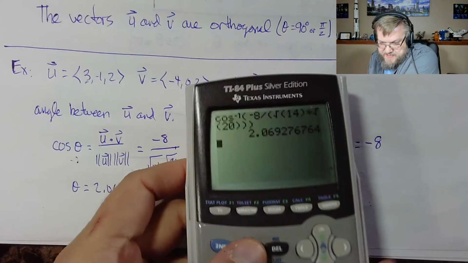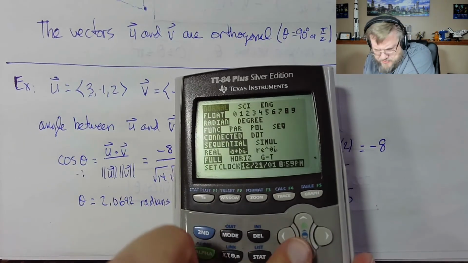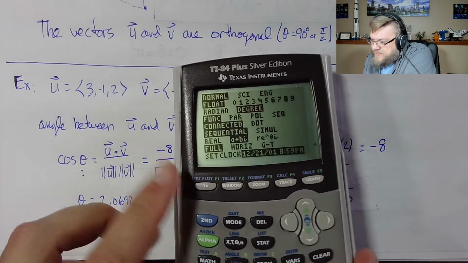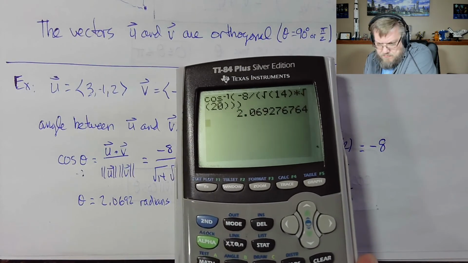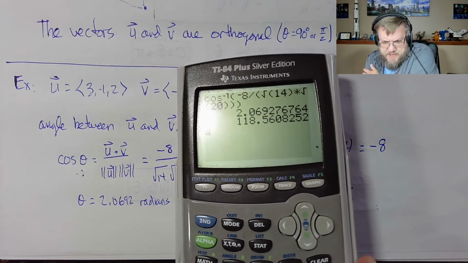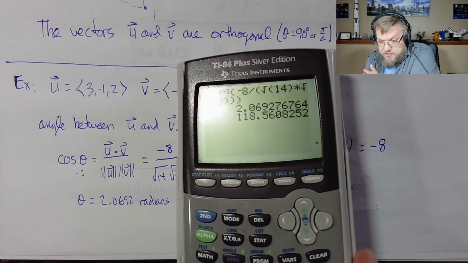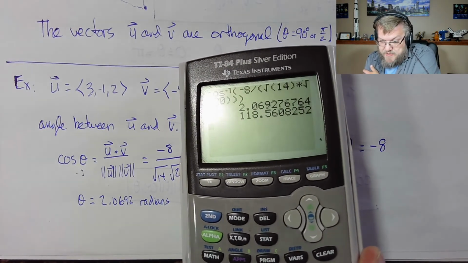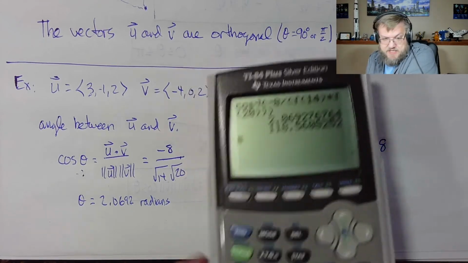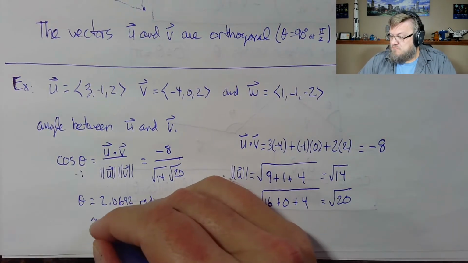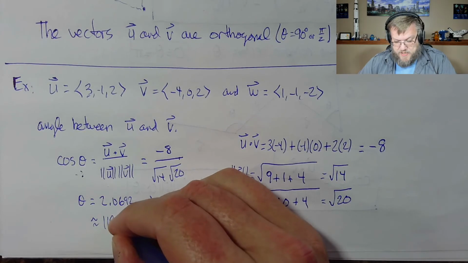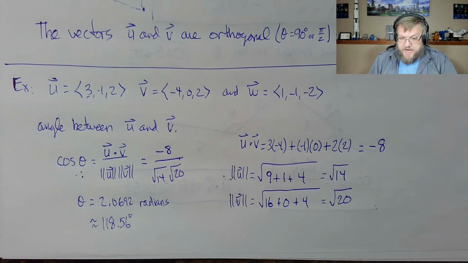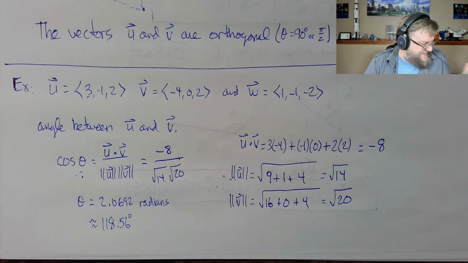So I can do it this way. I can say mode and then go to degrees here, like that, and then redo the problem, right? And now it gives it to me in degrees. By the way, an obtuse angle, I was expecting that. Greater than 90, but less than 180. So 118 degrees. 118.56 degrees, sure.